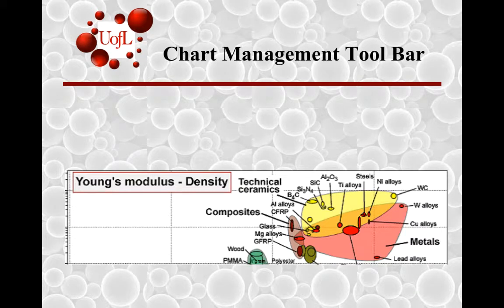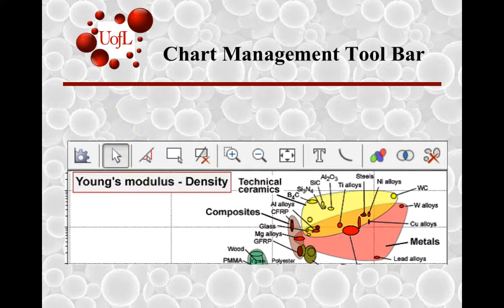There is a chart management toolbar in the CES EduPack software. It looks like this, and it is typically on the top right half of your screen. I've enlarged it for your purpose. You are looking specifically at this particular kind of icon, which is a line selection tool.